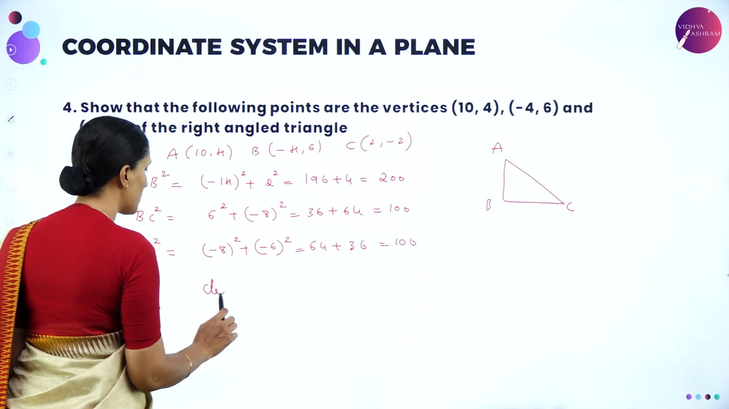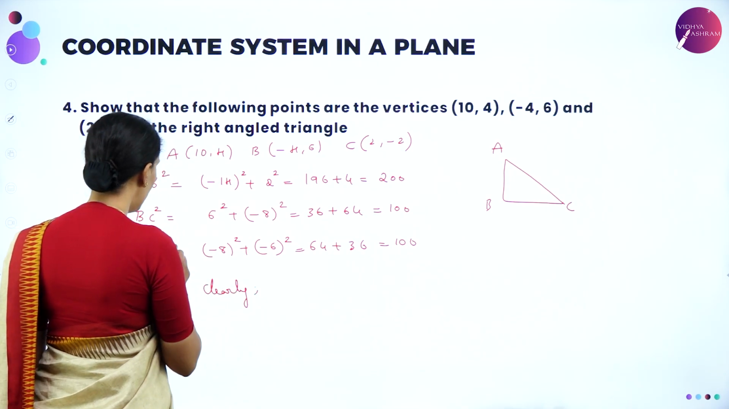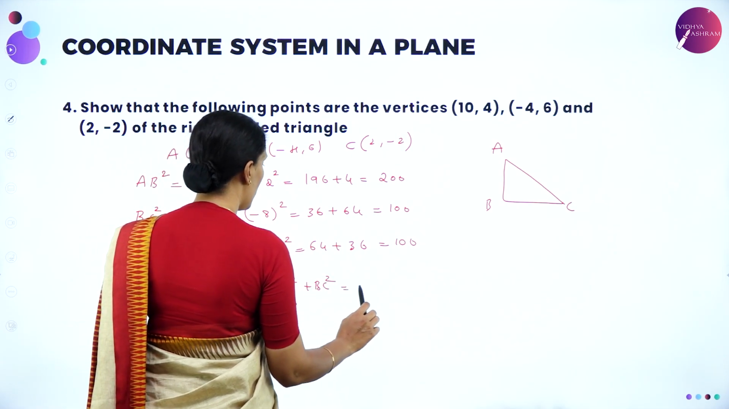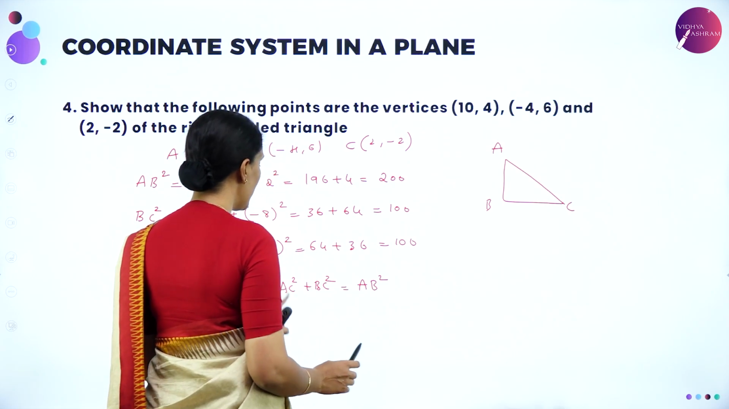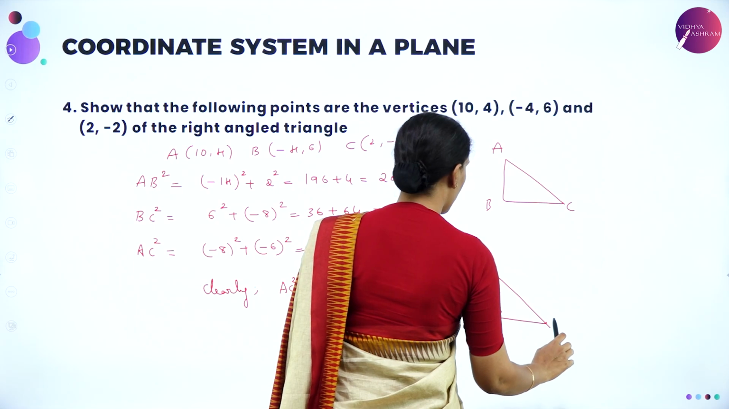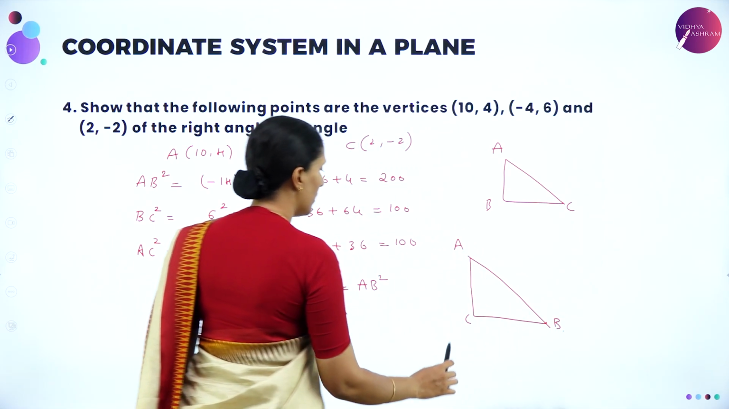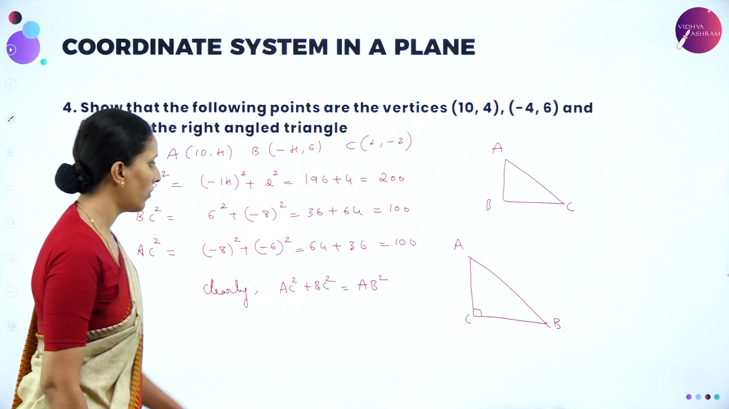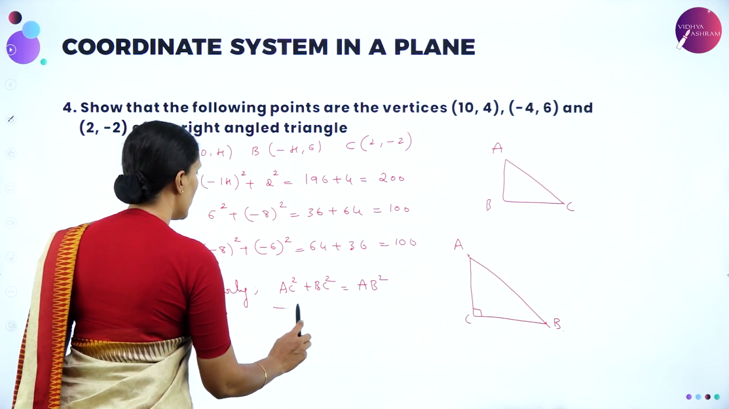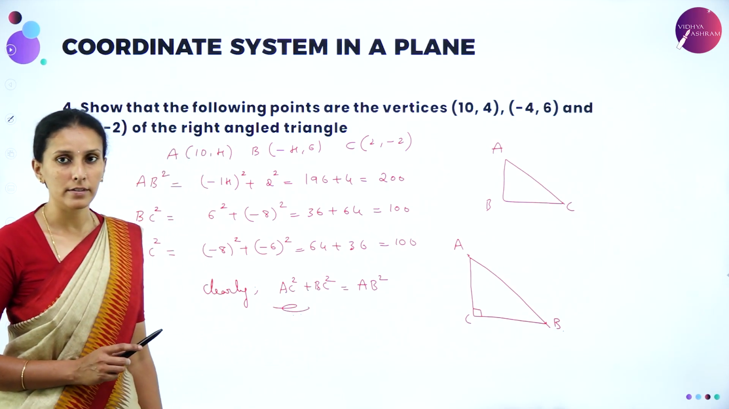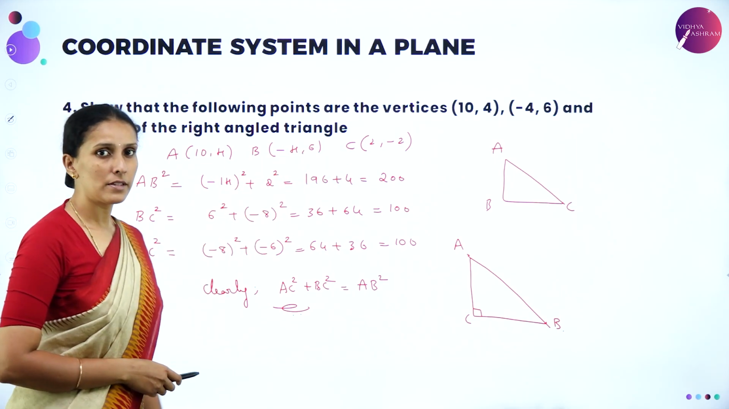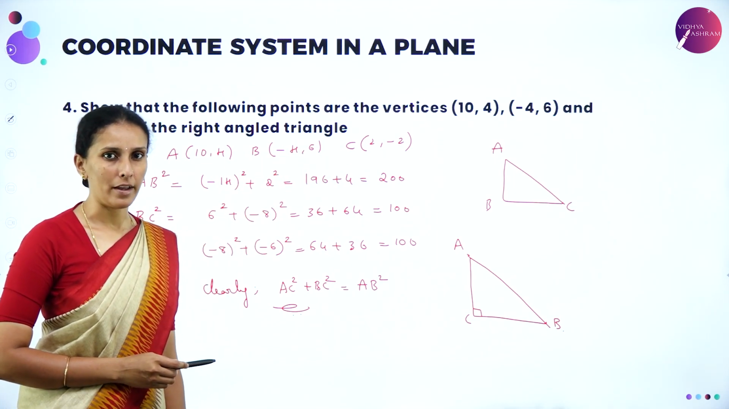Now clearly we can observe here that AC square plus BC square is equal to AB square. So that means the triangle is right angled at C. We can clearly say AB square is equal to AC square plus BC square. Hence it is satisfying the Pythagoras theorem property. So therefore ABC forms the vertices of a right angle triangle.